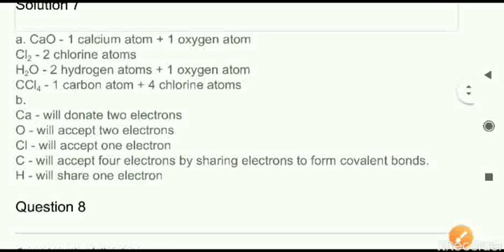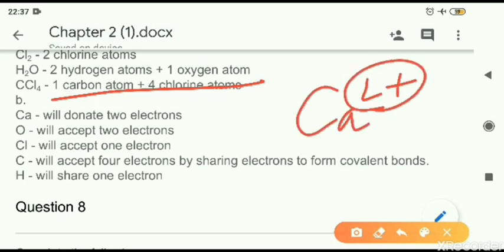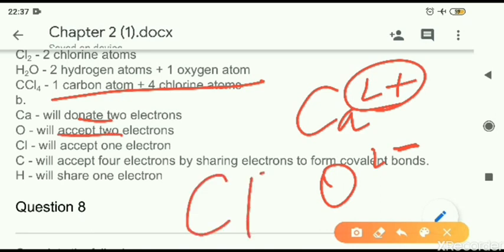Now in A part, all these atoms we have mentioned. Out of all these atoms, we have to tell one by one how many electrons are required for each of them to be like a noble gas. Calcium, from Ca2+, so by that valency itself we can know it will donate 2 electrons. Next one, oxygen is 2 minus, meaning it is gaining electrons, and how many? 2, so that is accepting 2 electrons. Chlorine, from Cl minus, that means it accepts 1 electron.